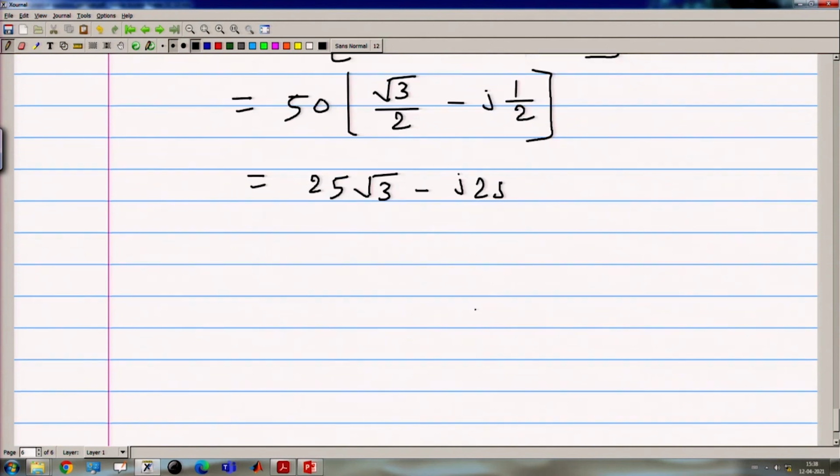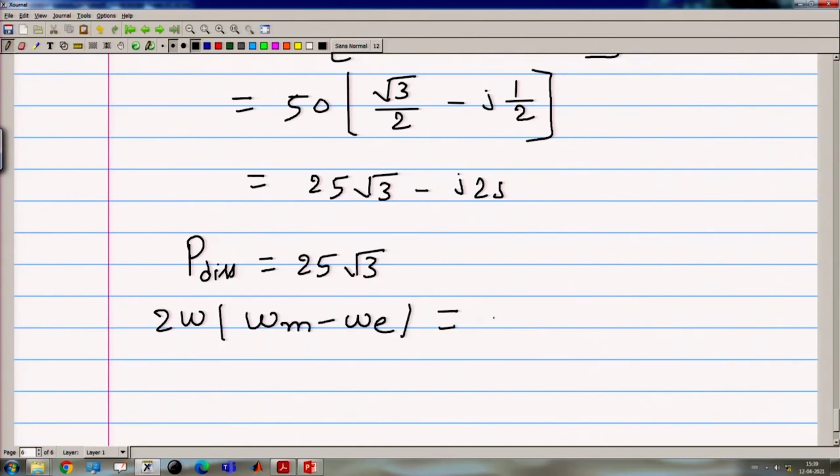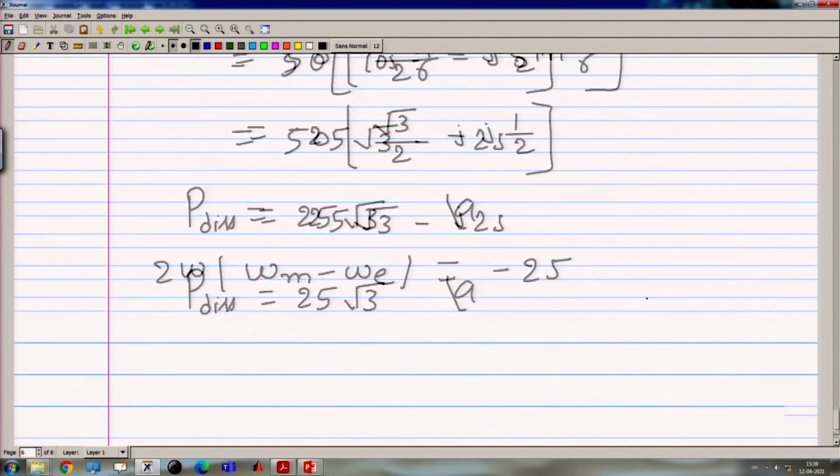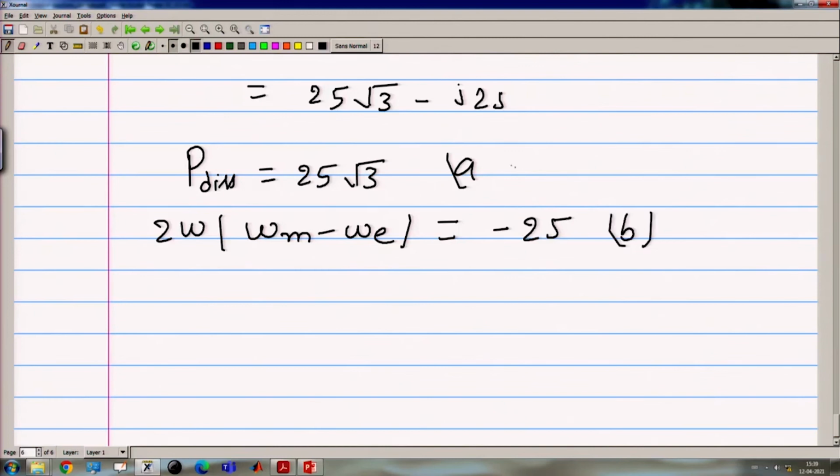From this, the time average power dissipated within the cube will be the real part, that is 25 root 3. And the B part, the difference between time average electric and magnetic energy within the cube, that will be 2 omega times Wm minus We, which is minus 25. So, this is the answer for the A part, and this is the answer for the B part. Like this we can solve this problem. Thank you.